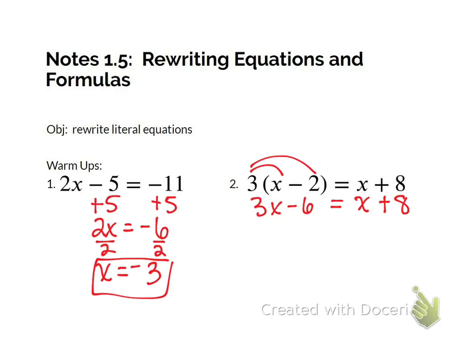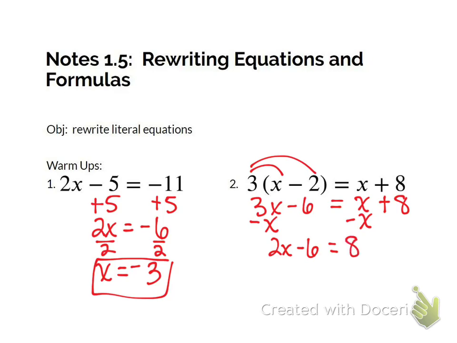Now we've got x's on both sides, but we want them all together. So in order to combine, we need to force them to be by each other. Subtract x on both sides will force all of our x's to be together. So 3x minus x gives us what? 2x. Still minus 6. What's still on the other side of the equal sign? 8.